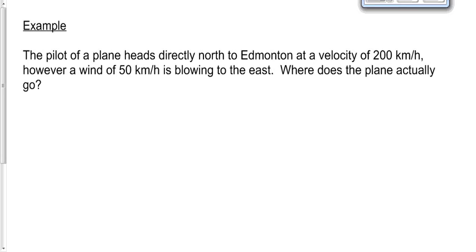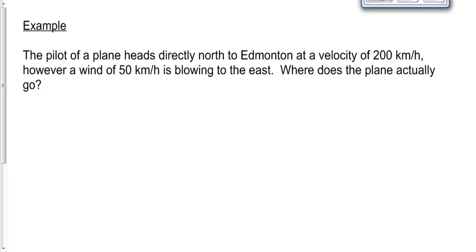Okay, here's an example. Keep in mind that really all we're doing is vector addition, which is what we've been doing over the last several days. We just have to keep straight what are our solid and dotted line vectors now. So it says the pilot of a plane heads directly north to Edmonton at a velocity of 200 kilometers per hour. However, there's a wind of 50 kilometers per hour blowing to the east.